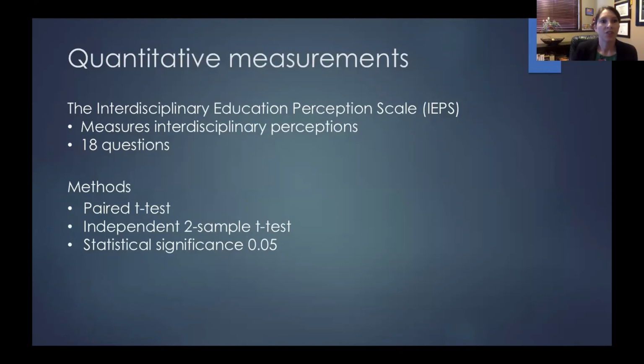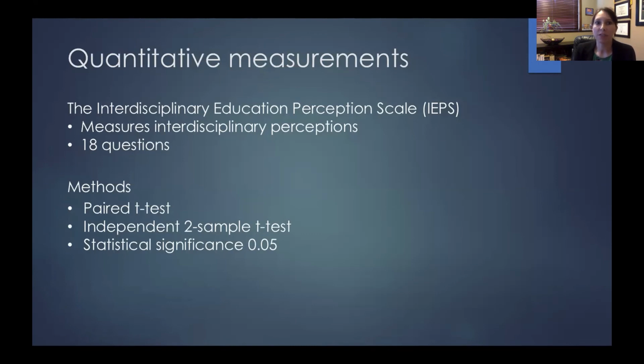We collected 2 quantitative measurements for our project. The first was the Interdisciplinary Education Perception Scale. This 18-question scale measures interdisciplinary perceptions on a 6-point Likert scale. We administered the survey both pre and post-clinical to both intervention and comparison groups.